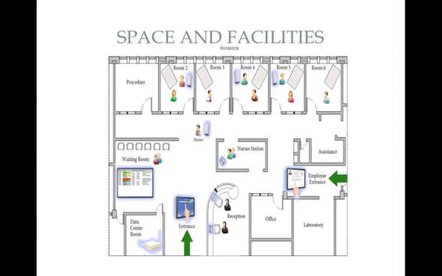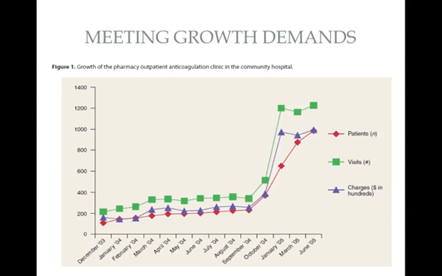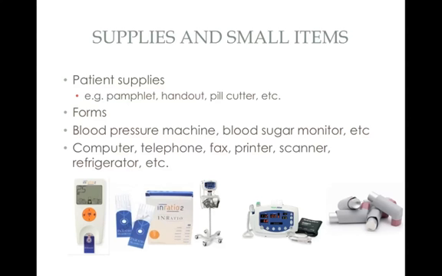Special equipment. A special vertical laminar flow hood is needed for cytotoxic medications. Growth demands need to be predicted and accounted for when looking at staffing, spacing, and other requirements. Supplies and small items should be listed along with prices comprehensively.